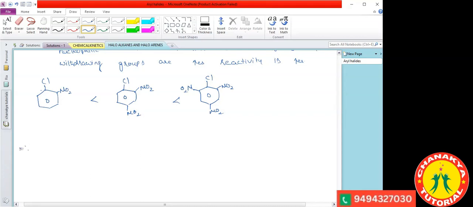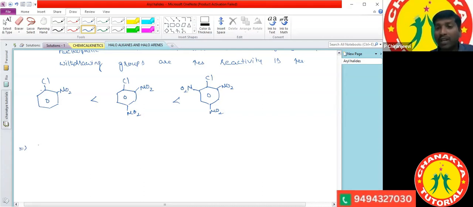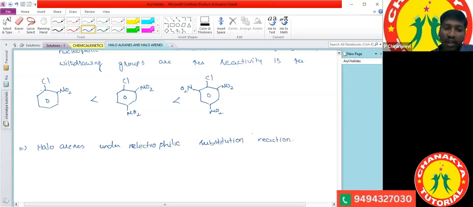So next, what is another important point here? Generally, haloarenes undergo electrophilic substitution reaction. Sorry, not nucleophilic substitution, electrophilic substitution reaction. So generally haloarenes undergo the electrophilic substitution reaction.